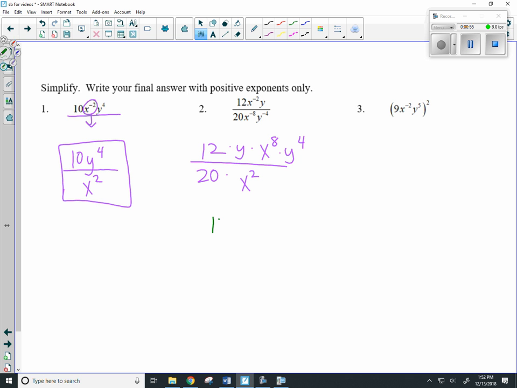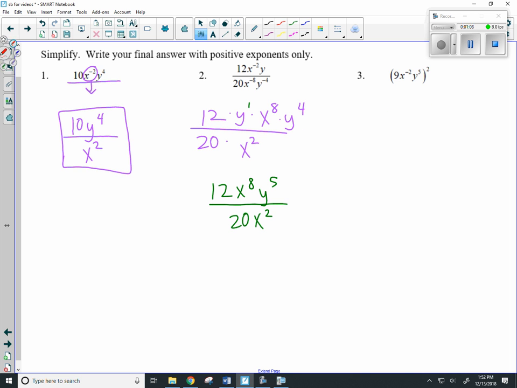Up top we have 12x to the 8th and then y to the 5th. And on the bottom, 20x squared. And now we can go ahead and reduce it. And you could have reduced it from the beginning if you wanted to, but I just feel like it's easier whenever the exponents are positive. So 12 over 20 will reduce, let's see here, 4 goes into both of them. So 3 over 5. For the x's, you can subtract 8 and 2. There are more x's to begin with in the numerator, so x to the 6th is going to stay up top. And then y to the 5th is already simplified.